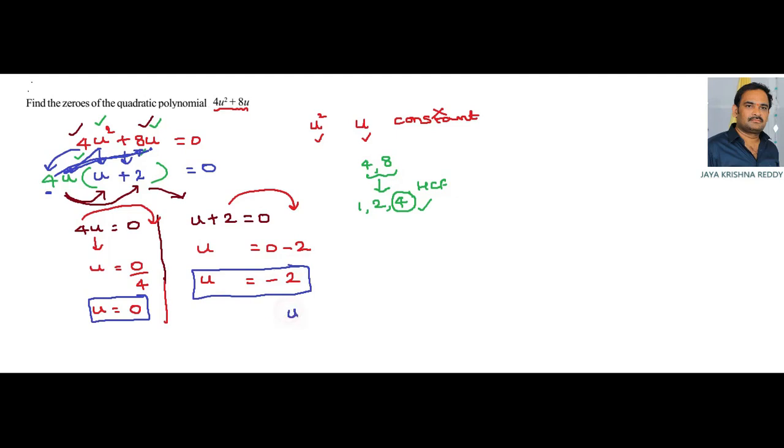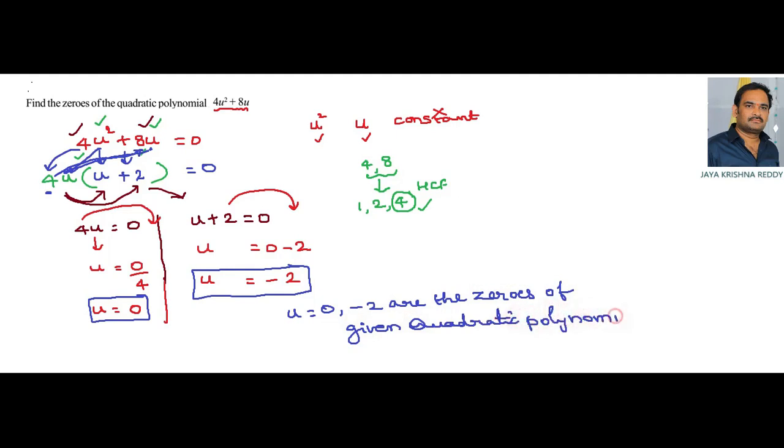Okay, that means u equal to 0 comma minus 2 are the zeros of the given quadratic polynomial. So this topic is very important, finding zeros for a quadratic polynomial, because in the fifth chapter you have to solve the quadratic equations by using these methods. So this topic is important for the third chapter polynomials and the fifth chapter quadratic equations.